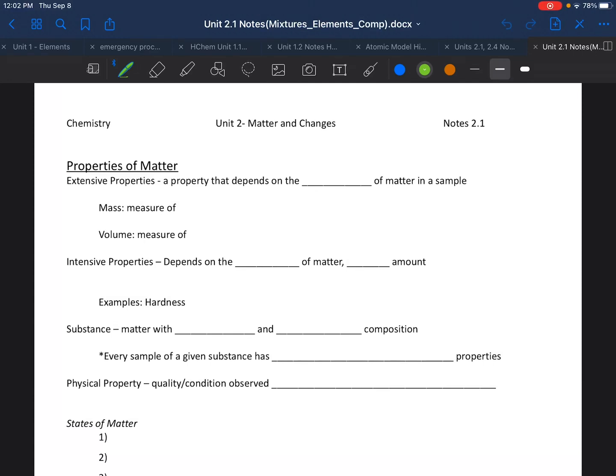Hello and welcome to your first lesson of Unit 2 on matter and changes. Today we're going to talk about the properties of matter and what it takes to have a chemical change happen.